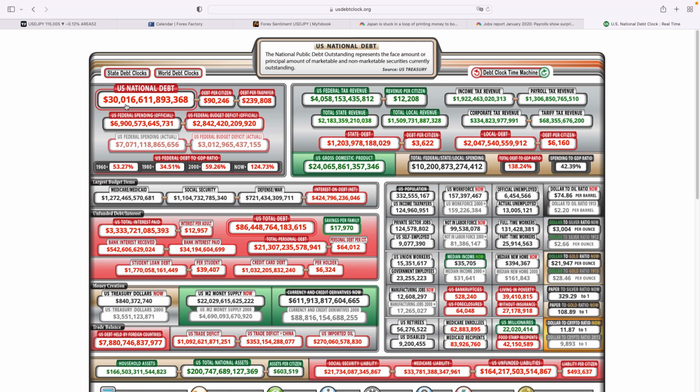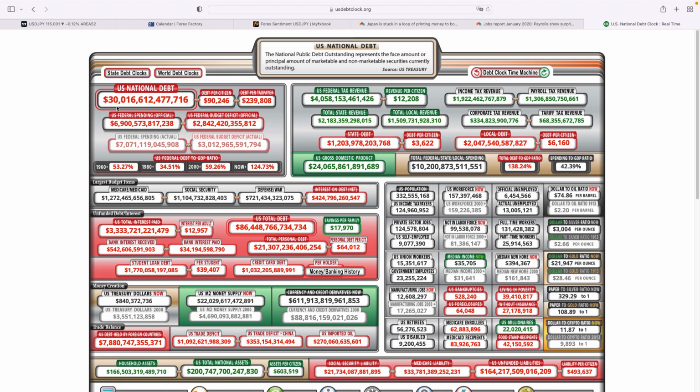Now, the other thing that I did want to speak about as well was the US national debt. We can see over here that the US national debt has just hit 30 trillion. If you don't know how much 30 trillion is, that is quite a lot of money. And we can see here that the last time I spoke about this, this amount was sitting at 29 trillion.